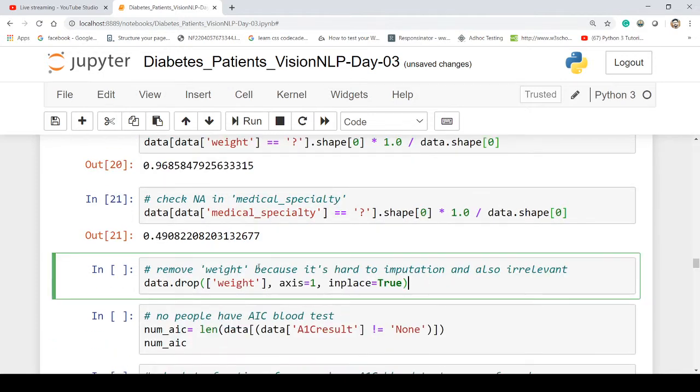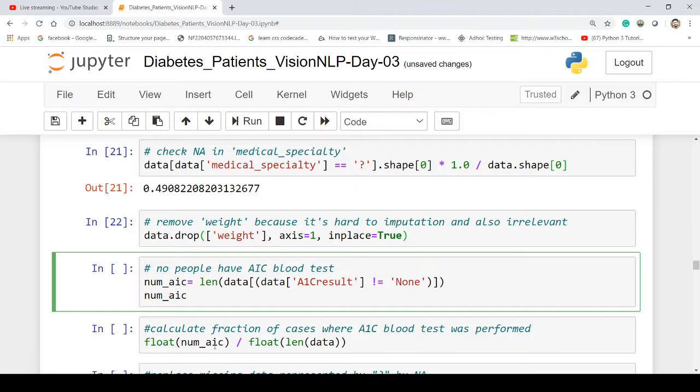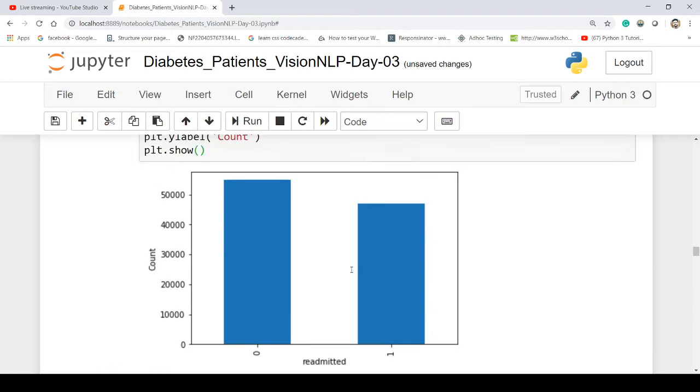So firstly, we just remove weight because it's hard to impute and also irrelevant. It might be imputable in future, we'll see, but weight has around 96% junk values, so we don't need this. So we just drop this. Axis 1 again, because it's a column. And now, no people have A1C blood test, because A1C also I have as a column, A1C blood test also a column. If you want I can show you also.